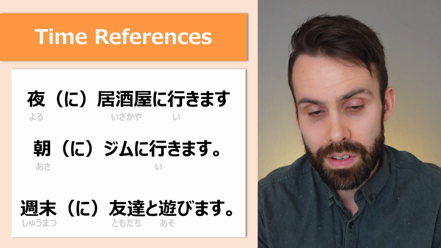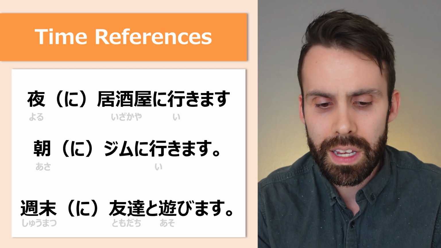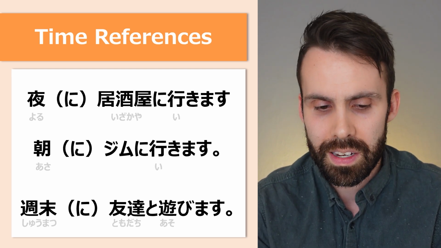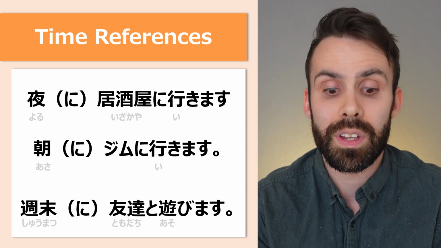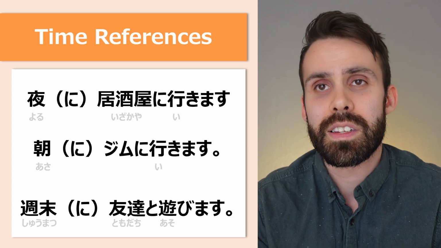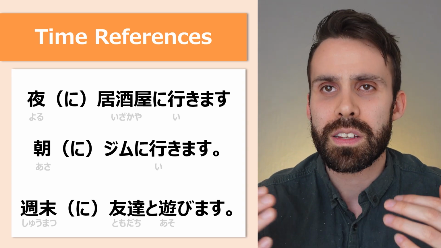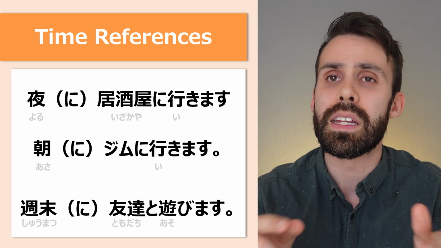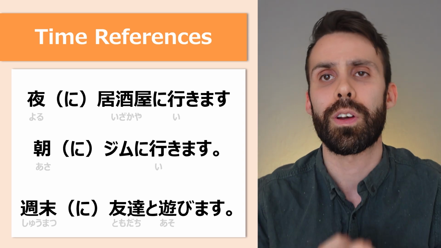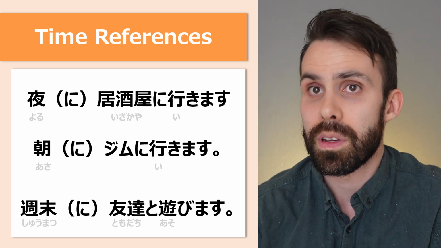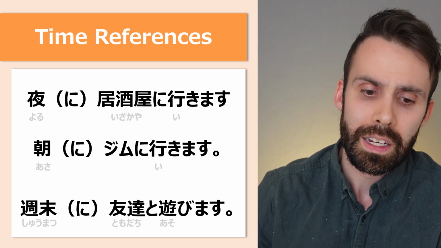And then 週末 meaning weekend, 週末に友達と遊びます. Or 週末友達と遊びます. Tomodachi meaning friend, and asobimasu meaning to play, and to meaning together. But not in like a naughty way. Or maybe, I don't know. I don't know how you play.